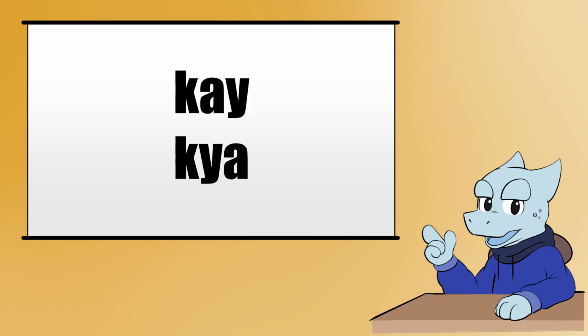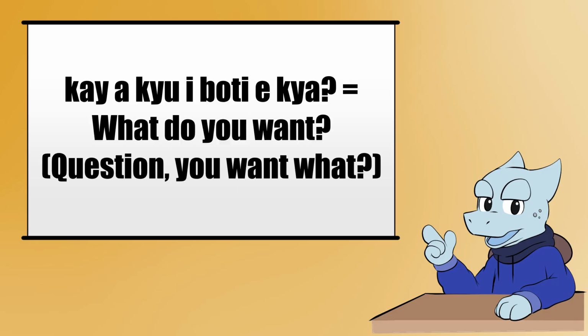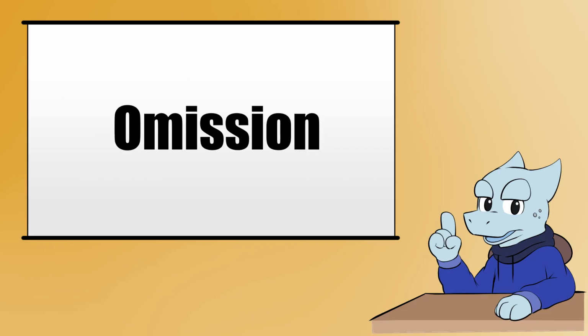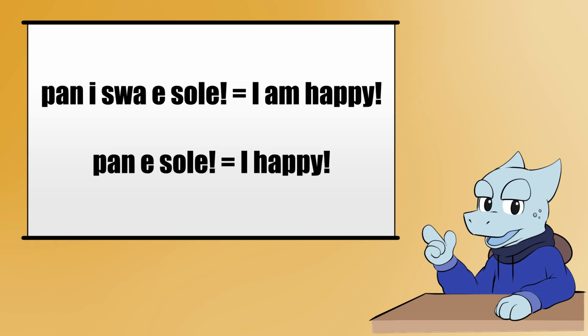For questions, you simply start with the question marker kai and replace what you're asking about with kya. Kai kiwi botia kya literally means, question, you want what? Since sentences in Dagapya may have a lot of syllables, it has a unique feature in that you can drop any part of the sentence as long as it's obvious from context, which we call omission. Pani swa sole means I am happy, but you can also say pane sole, which directly translates to I happy, while being grammatically correct.